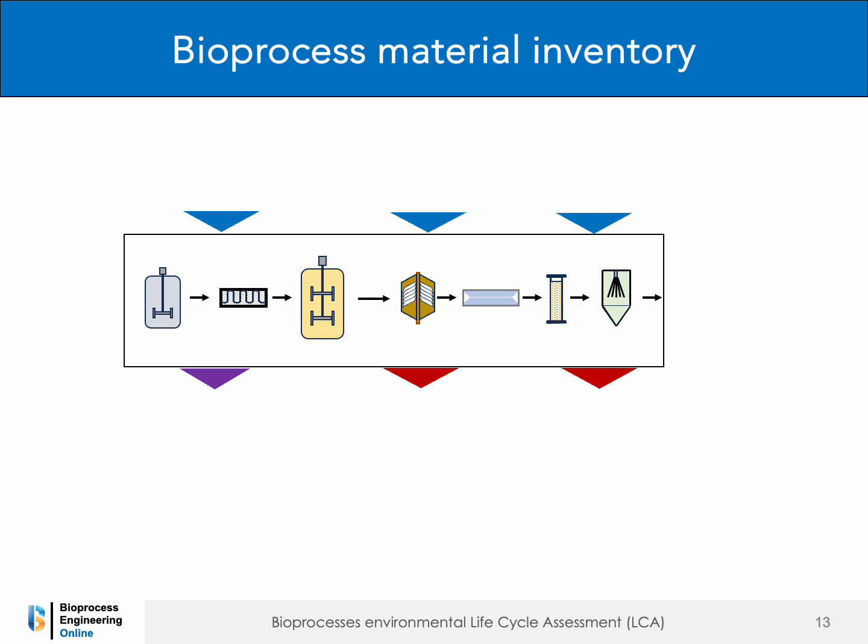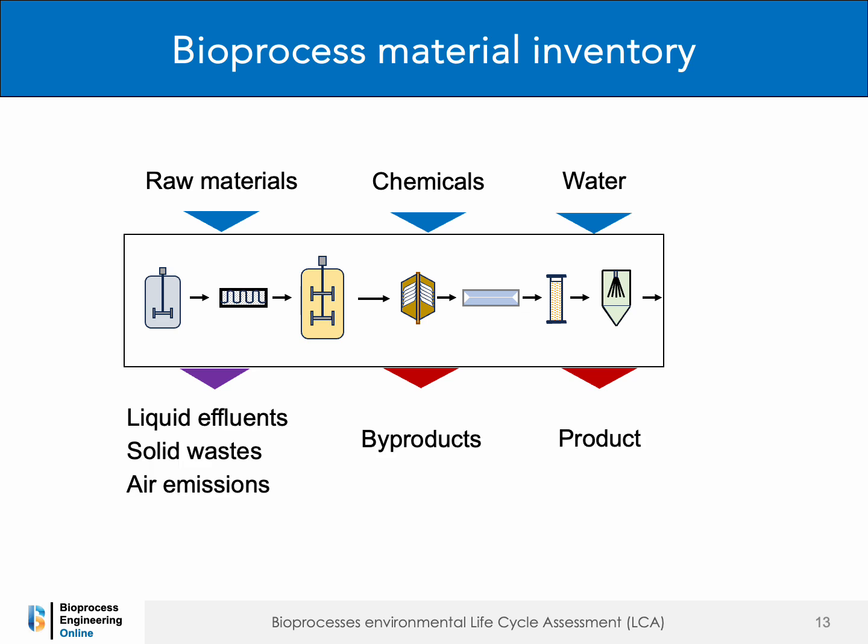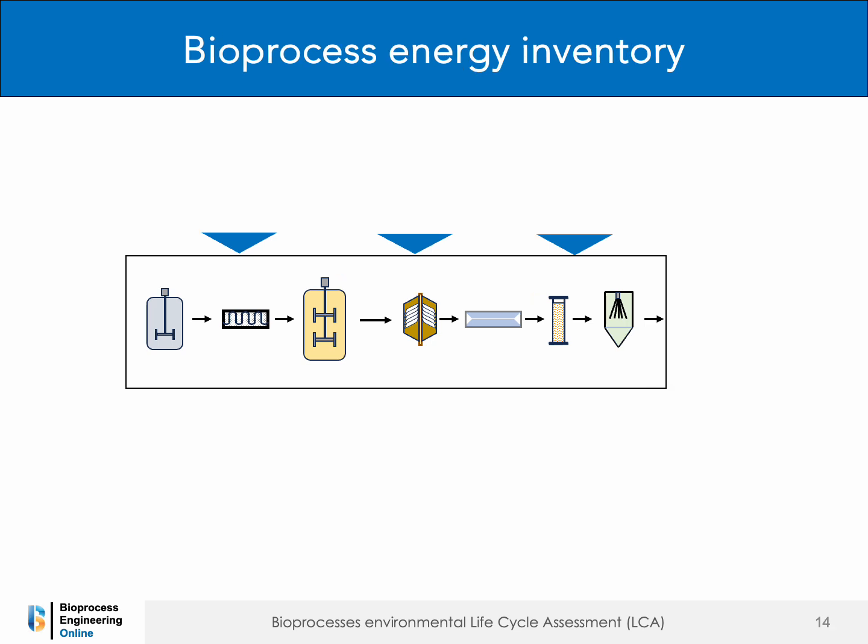As a first step of the bioprocess LCA, the material inventory aims to identify and evaluate the quantities of raw materials, chemicals, and water utilized during unit operations and for equipment cleaning. Additionally, it assesses the solid and liquid waste generated as well as air emissions. The subsequent energy inventory evaluates the energy consumption of bioprocess unit operations. This encompasses electricity usage, such as for tank stirring or fluid pumping, as well as the consumption of natural gas or fuel to supply the heat required for the operation of sterilizers, evaporators, or dryers.